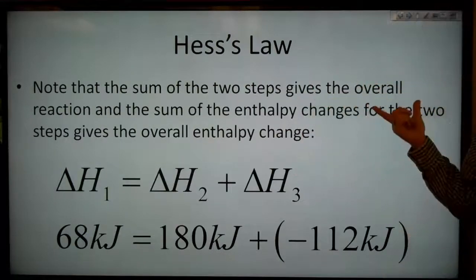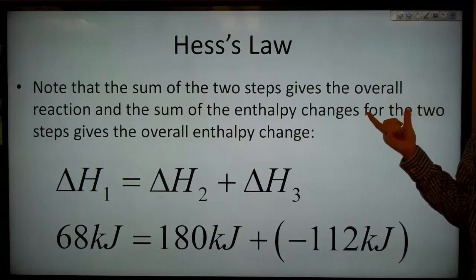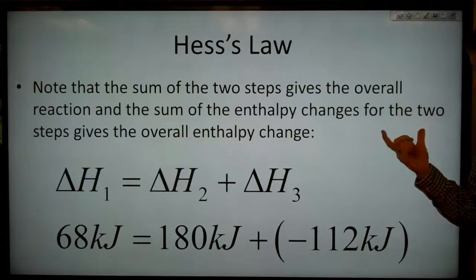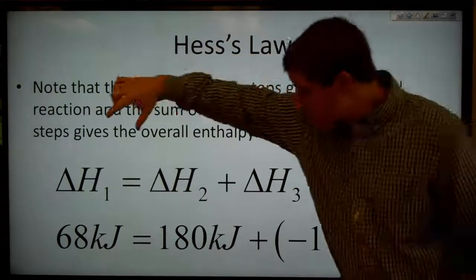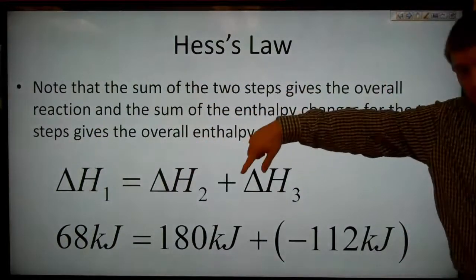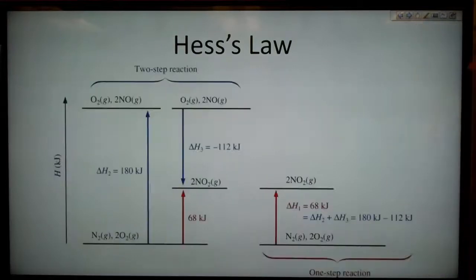So again, the sum of our two steps given above gives the overall reaction, and the sum of the enthalpy changes for the two steps gives the overall enthalpy change. So we have delta H1 is equal to delta H2 plus delta H3. So 68 kilojoules is equal to 180 kilojoules plus this negative 112 kilojoules.